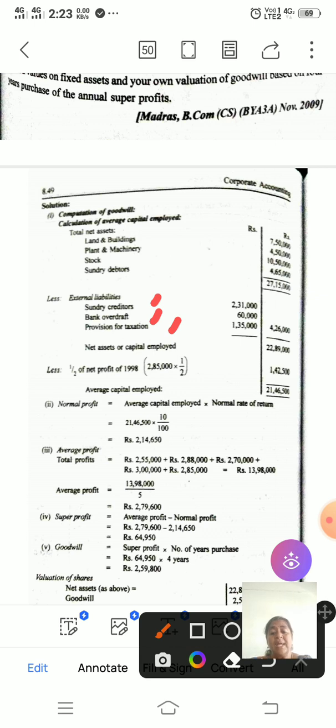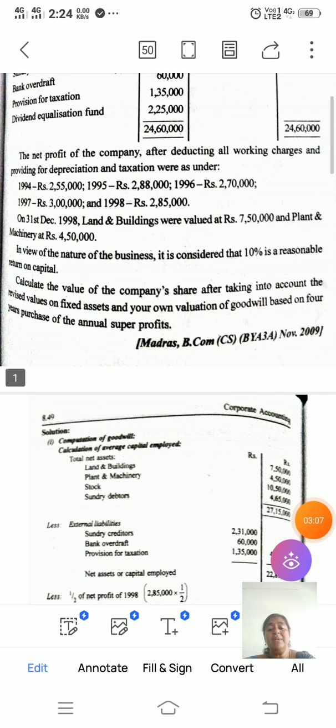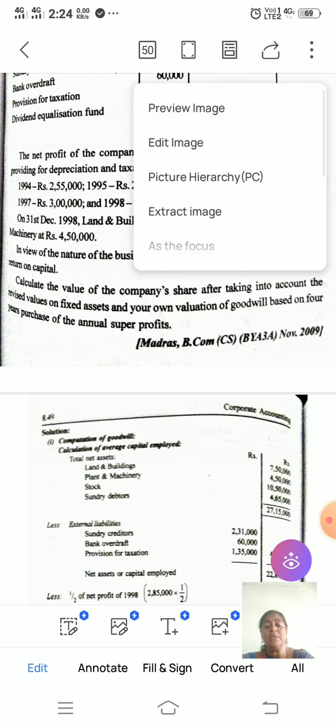Then the net assets, or capital employed, is the total of net assets minus external liabilities. That should be the net value of capital employed. They have also given additional information: half of the net profit is taken over. They ask to calculate the company's share value after taking into account the revalued fixed assets and the valuation of goodwill based on four years of annual supervisions.